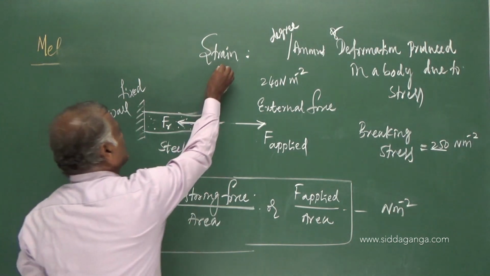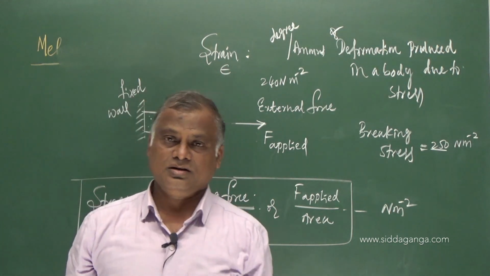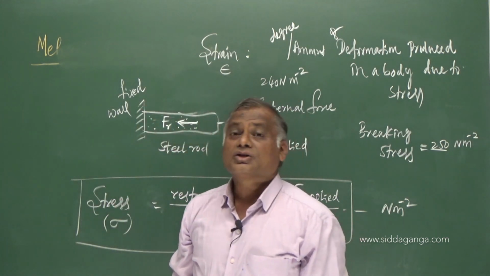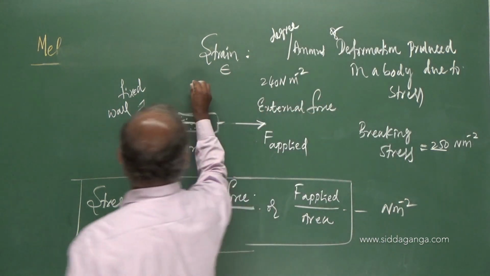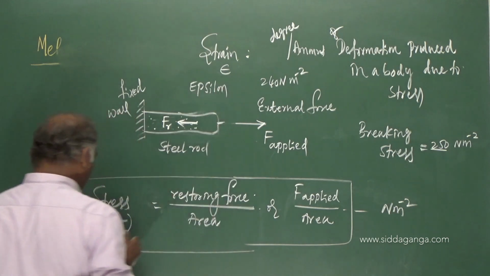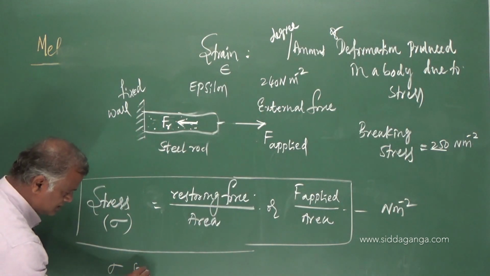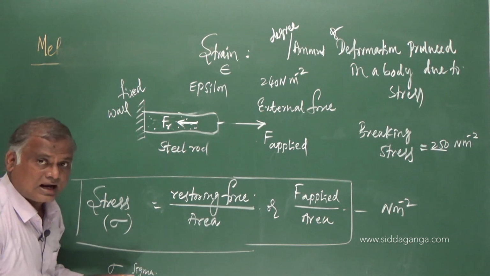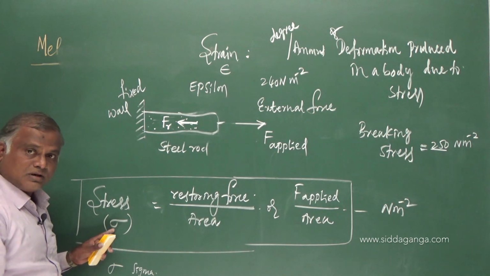And usually we denote with a mathematics symbol, epsilon, belongs to. This is pronounced as epsilon. This should be pronounced as sigma. Greek letter, my dear students, it's a Greek letter. You should pronounce this as sigma.